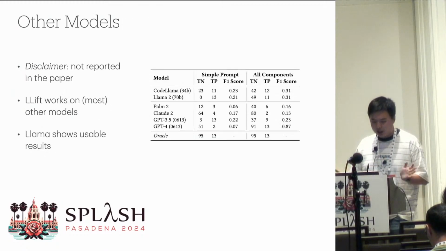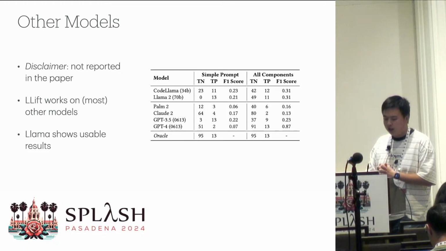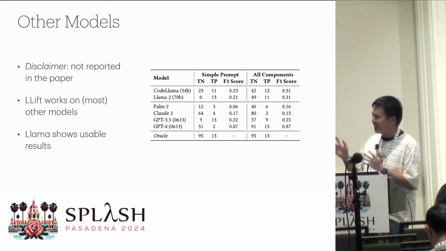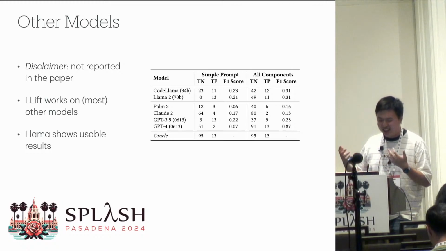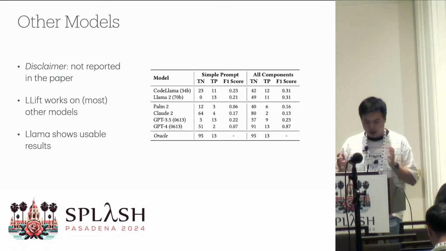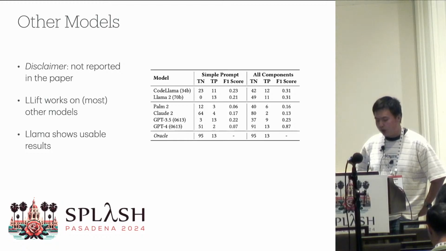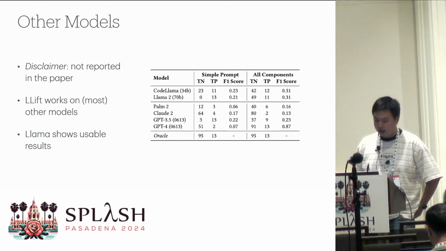And also, there are some interesting results. It's coming from other models than GPT-4. A big disclaimer here is that this table is not coming from our paper. It's actually extended work after the paper submission. So you can see LLift, our work, can still perform very good on most other models. More interestingly, even for open source models, for Llama, they still show a very useful and promising result, but just there are 2 negatives, or in other words, they have a much higher false positives.